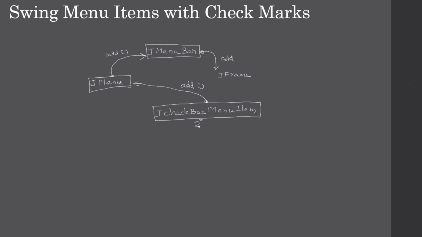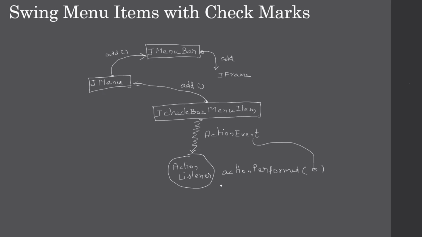So as usual, this checkbox menu item will raise an action event when the user places a check mark or even unchecks the checkbox menu item. So it will produce an action event and we can listen to this action event using the action listener. So the action listener will receive the event in the actionPerformed implementation. Inside this, we can place our handler code to know which checkbox menu item is selected.